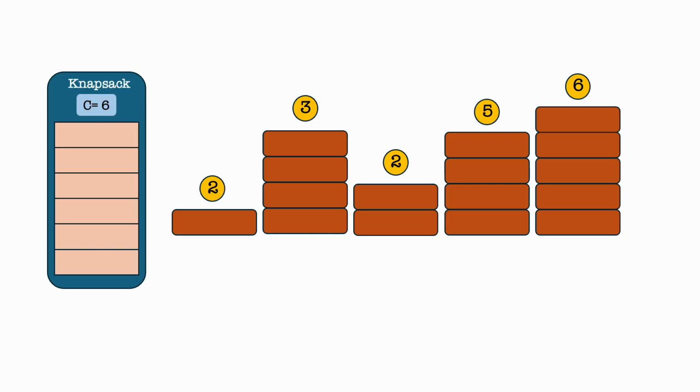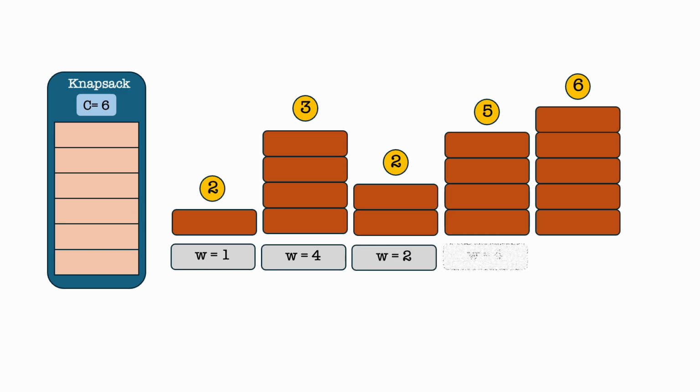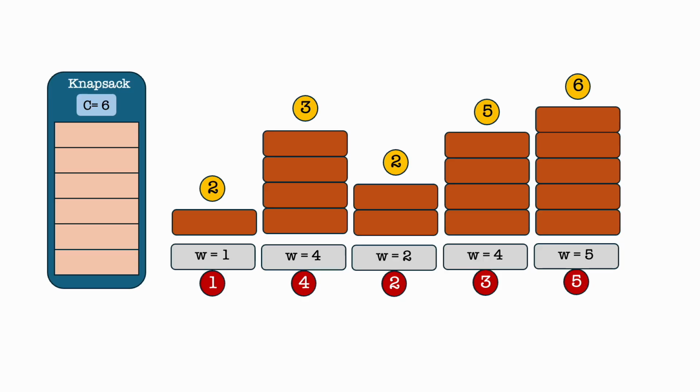In this approach, weight decides the preference of items. Weight of first item is 1, weight of second item is 4, weight of third item is 2, weight of fourth item is 4, weight of last item is 5. The item with the lowest weight is the first item. It should be given the highest preference. After this, the third item, then the fourth item, then the second item, and the fifth item is at last in the preference.